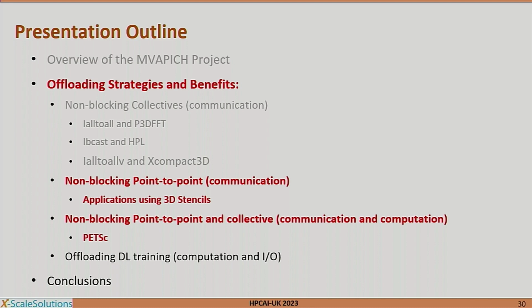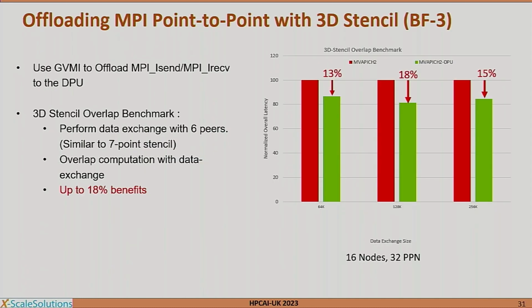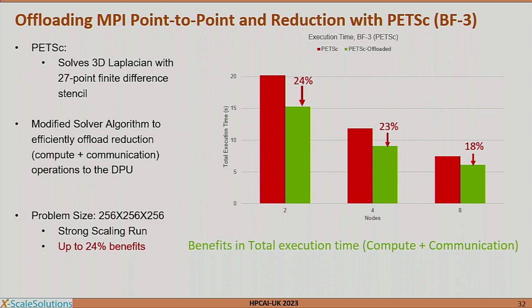Okay, so this is what we started doing, and especially stencil operation. Let's say 3D stencil, 4D, 5D, a lot of applications use this. And what we have done is, we have offloaded this MPI_Isend and MPI_Irecv to the DPU, especially the progress part. And now you will see that this is like a 3D stencil overlap. You will get like an 18% benefit in a 512 process run.